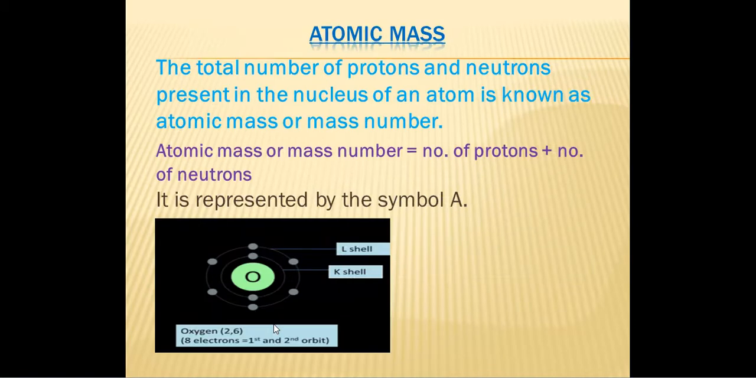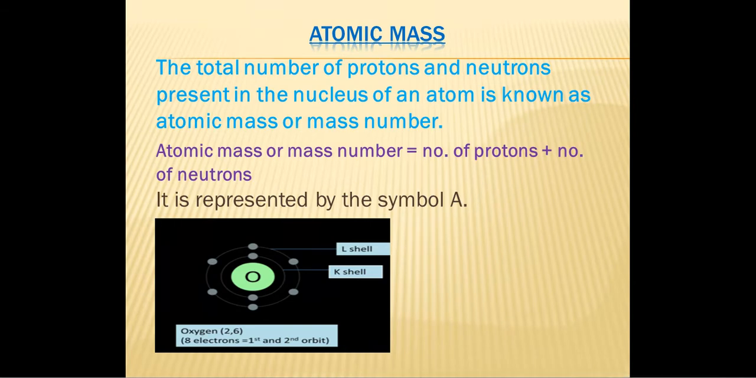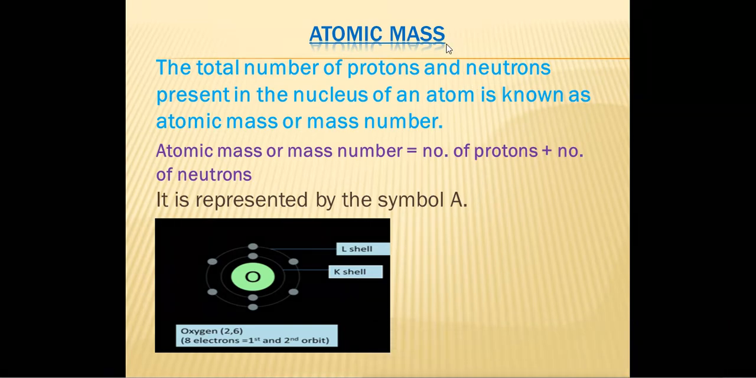Okay, first of all, you should know what is atomic mass. In this tutorial I will be explaining how to calculate the atomic masses of the first 20 elements. In my last video I told you about the atomic number. What is atomic number? Atomic number is equal to the number of protons or the number of electrons in an atom. It is represented by the capital letter Z. But now we are talking about atomic mass. Atomic mass is also known as mass number.